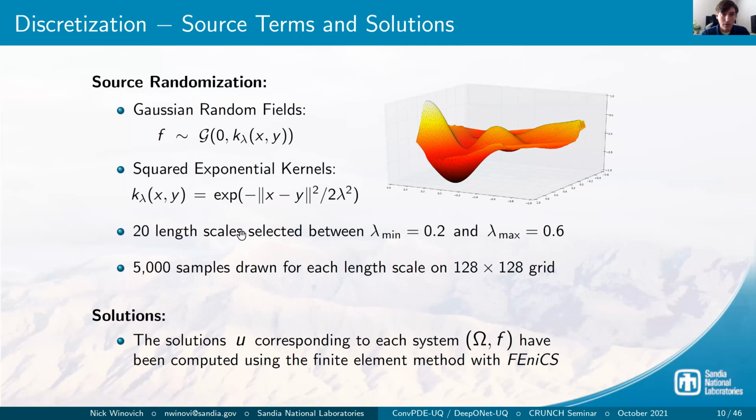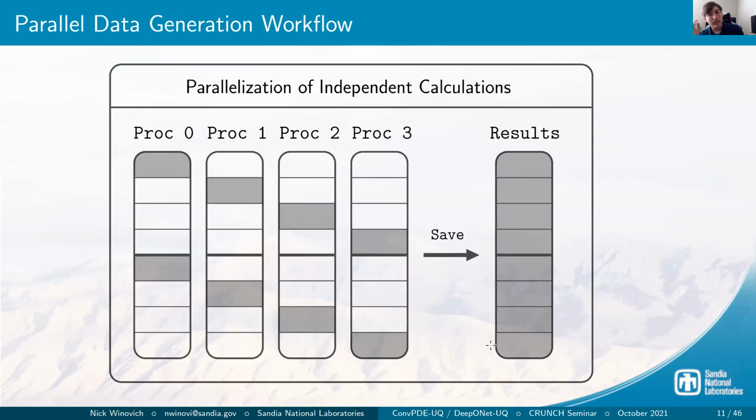So after we have the source, we generate our solutions, and to do this, we use Phoenix. And one of the things I just want to emphasize about this is it's really easy to parallelize. It's trivial effectively, because all of these problems are independent. And so we can obviously just compute one problem on one processor and then another, and then gather our results by saving them and potentially compress that at the end.